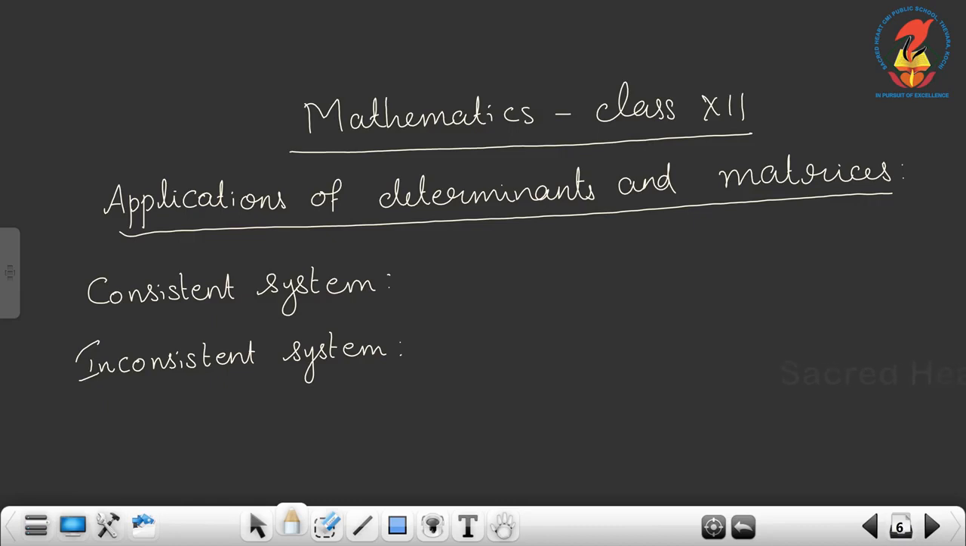So first we have to discuss what is consistent and inconsistent system. Consistent means, you already know all these things. A system of equations is said to be consistent if its solution exists. If no solution exists, that system of equations is inconsistent.